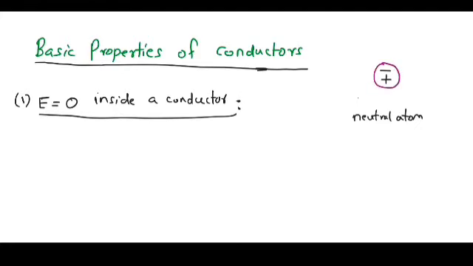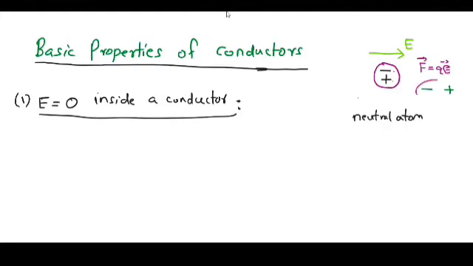A neutral atom is represented this way. If we apply an external electric field to this atom, then the positive and negative charges inside the atom experience electrostatic force. That force is given by F equals QE. The positive charge will move in the direction of the applied electric field, and the negative charge opposite to the electric field.